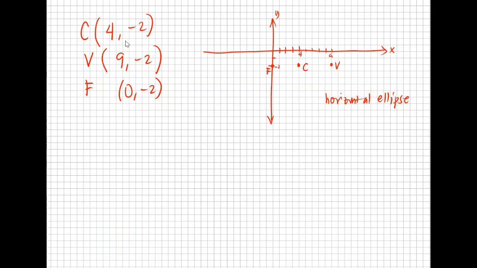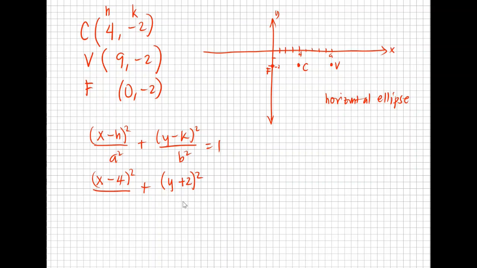So for a horizontal ellipse with center at (h, k), we have (x minus h) squared over a squared plus (y minus k) squared over b squared equal to 1. And if we simply substitute, since we have the center at 4, negative 2, h is equal to 4 and k is equal to negative 2. So (x minus 4) squared over a squared, plus (y minus negative 2), that makes (y plus 2) squared over b squared equal to 1. So we should find a and b, since we need a squared and b squared here.